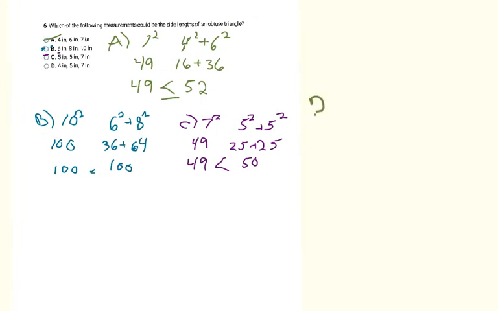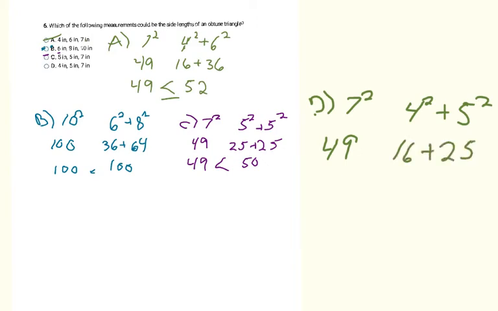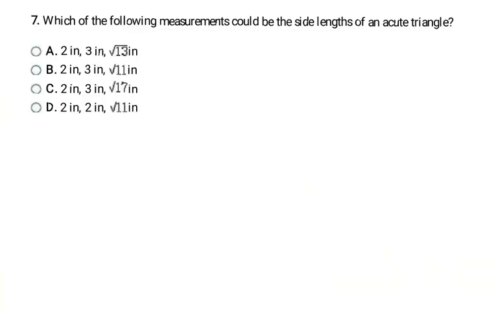So let's go ahead and look at D. My largest number is 7, so I write 7 squared first, and then I have 4 squared plus 5 squared for my legs, and then I go ahead and figure those out. 7 squared is 49, 4 squared is 16, and 5 squared is 25. And then I add the sum, 16 plus 25. That's 41. I have 49 on the left side. 49 is greater than 41. I finally got my greater than symbol, so my answer here is D.